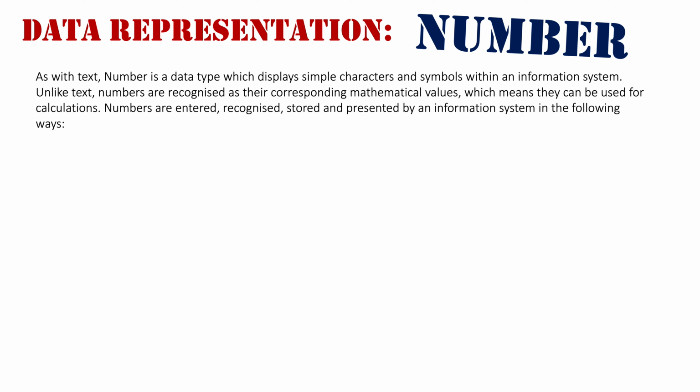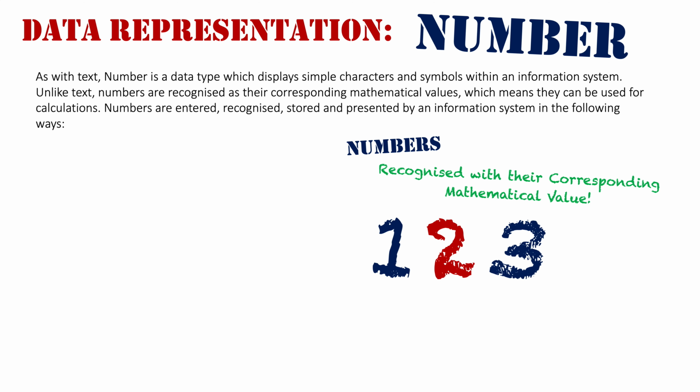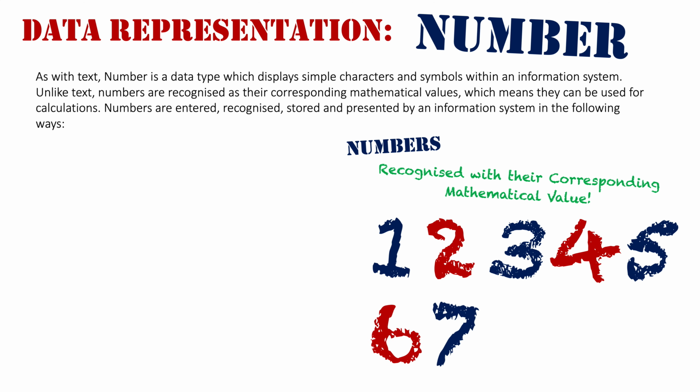So essentially, as with text, number is a data type which displays simple characters and symbols within an information system. Unlike text, though, numbers are recognized as their corresponding mathematical values, which means they can be used for calculations. Numbers are entered, recognized, stored, and presented by an information system in the following ways. So, what we're trying to say with numbers is essentially they are recognized with their corresponding mathematical values. And you guys know your numbers: 1, 2, 3, 4, 5, 6, 7, 8, 9, and 0.